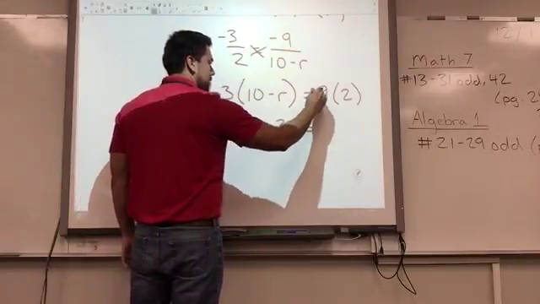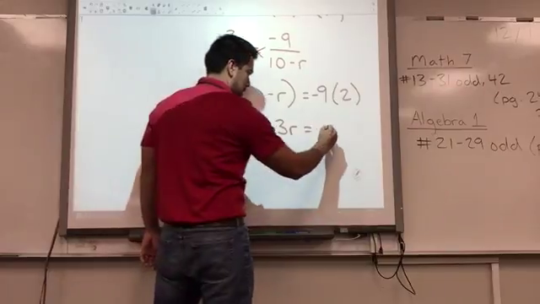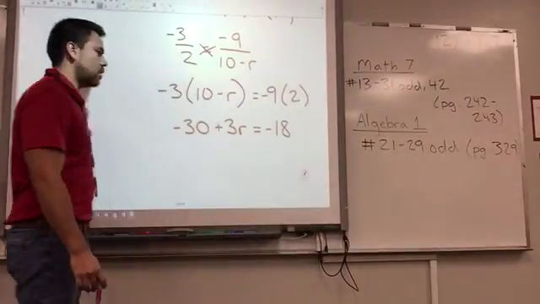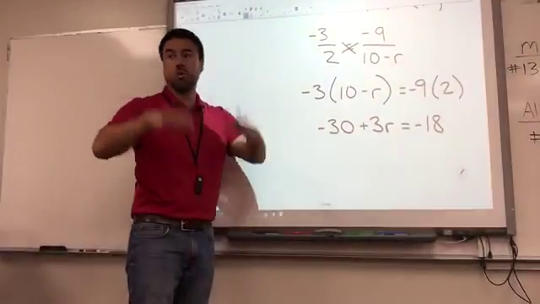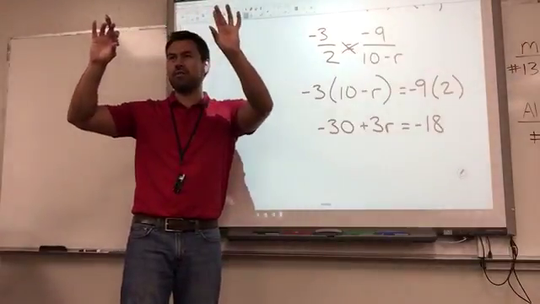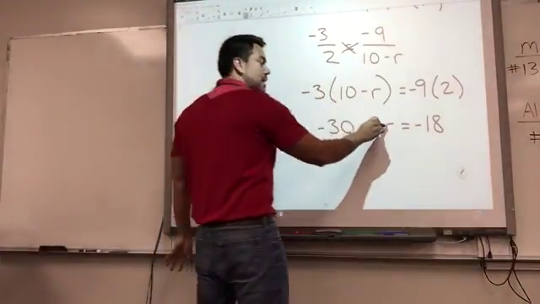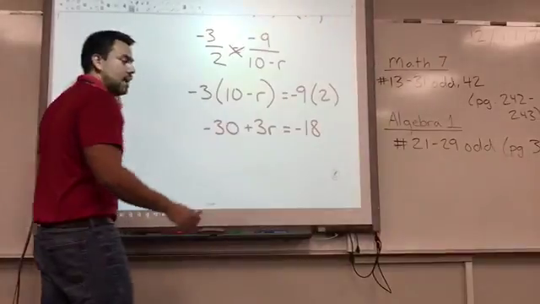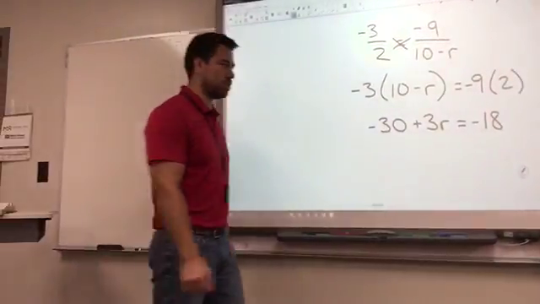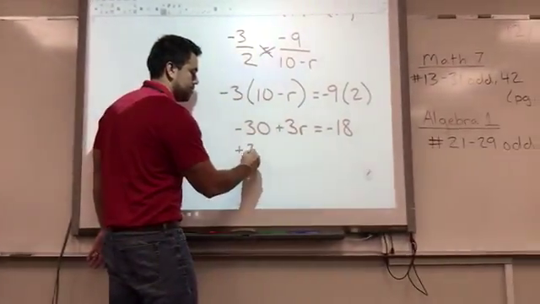Positive 3r. What's negative 9 times 2? Negative 18. Okay, so what are we trying to solve for in this whole problem? What did it say? Determine the value of r. So r is right there in an equation, and now all you have to do is solve it like you normally do. So what do I do to both sides?